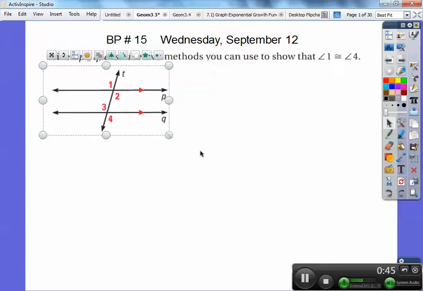Okay, but this board problem says given that the lines are parallel, describe two methods you can use to show that angle 1 and angle 2 are congruent to each other. Well, since these lines are parallel, I can say, and I didn't type this out because it would take too long in this video to get the angle symbol, angle 1 is congruent to angle 4 because alternate exterior angles are congruent. Because you have two parallel lines, they form equal alternate exterior angles. So there's one way. Here's the other way.